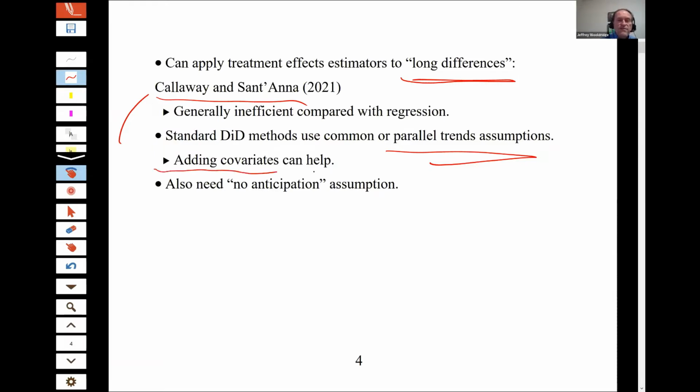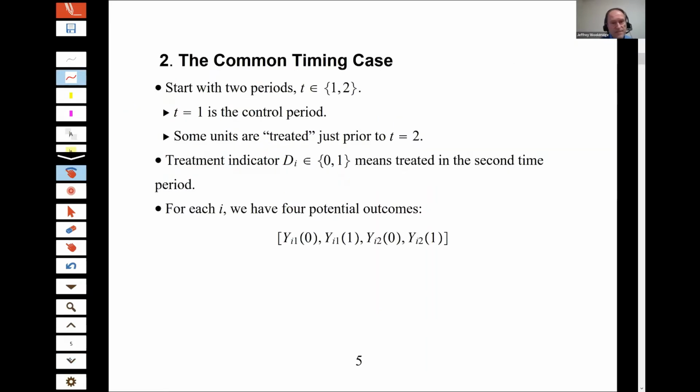Adding control variables can help make this parallel trends assumption true. And that's where the real emphasis has been in trying to mimic, in a sense, what we do in a cross-sectional context when we want to do a treatment effects analysis and extend that to the panel data case with multiple time periods. Okay, so I want to start with the common timing case.